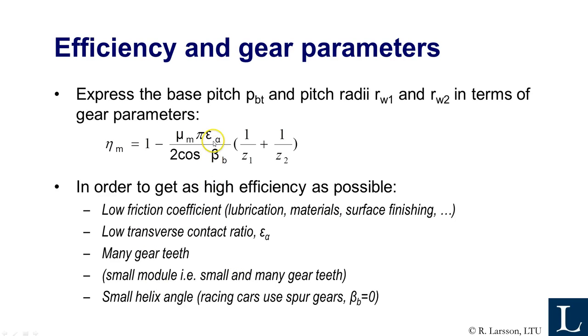You can see that a low transverse contact ratio is good. That means that there should be as few gear teeth pairs in contact as possible all the time. If you have many gear teeth, this is a big number, this will be a small number that will give you a high efficiency. So many gear teeth is good. If you express this also in module, that means that you should have very small and many gear teeth.